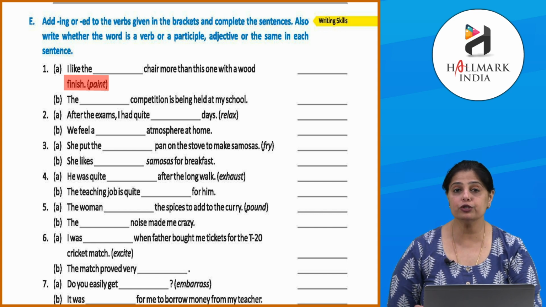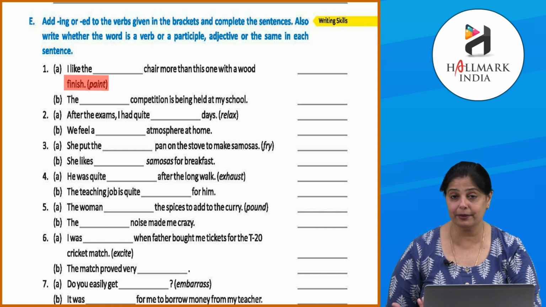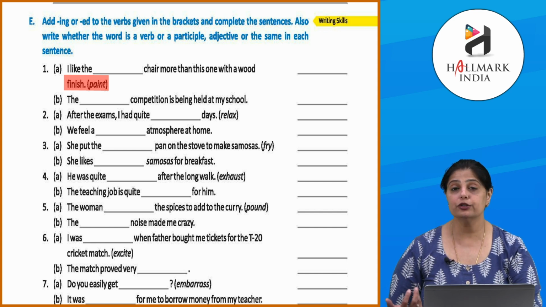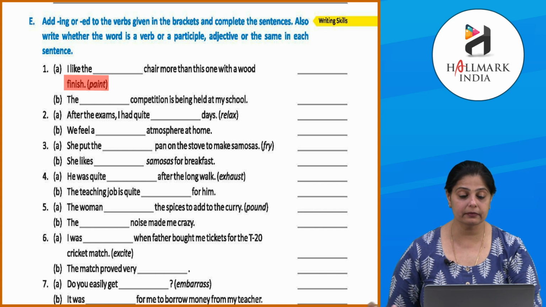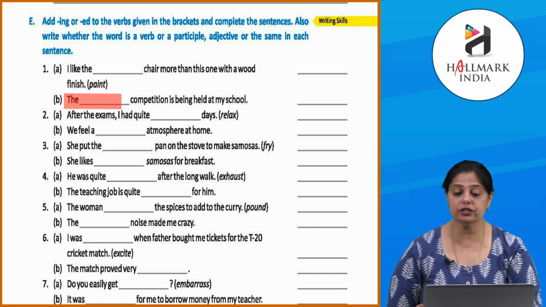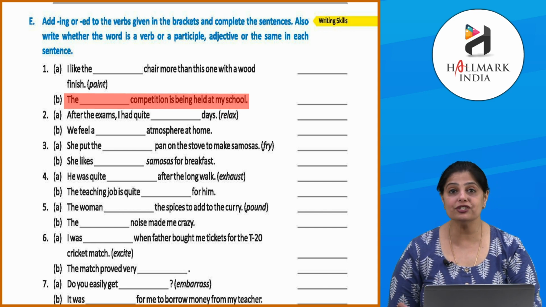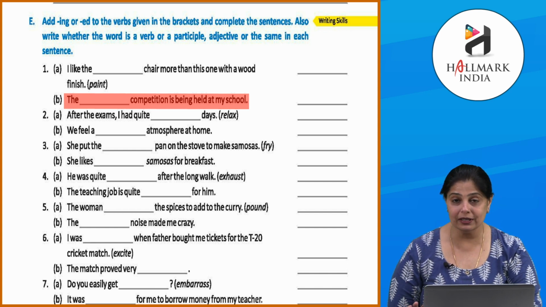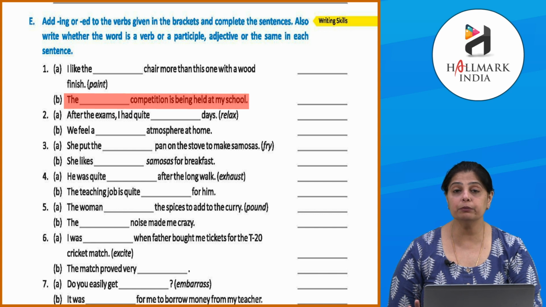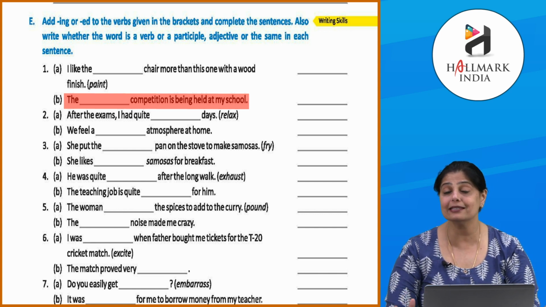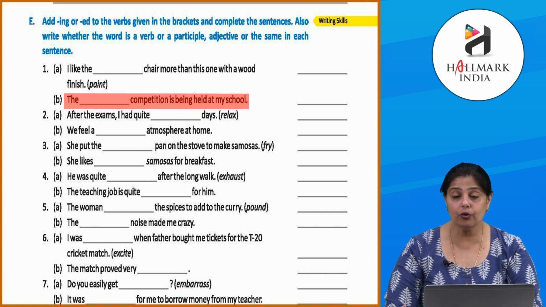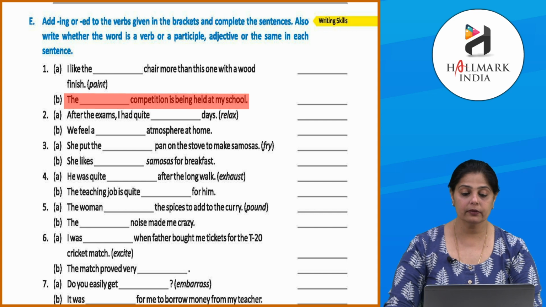Okay, you cannot use the word painting. It will not go with the sentence. Grammatically, it is incorrect. So it becomes the painted chair. The dash competition is being held at my school. The painting competition is being held at my school. Clear? This is very simple to understand because we clearly know these sentences and we can form them grammatically in our mind. So we know how they sound.